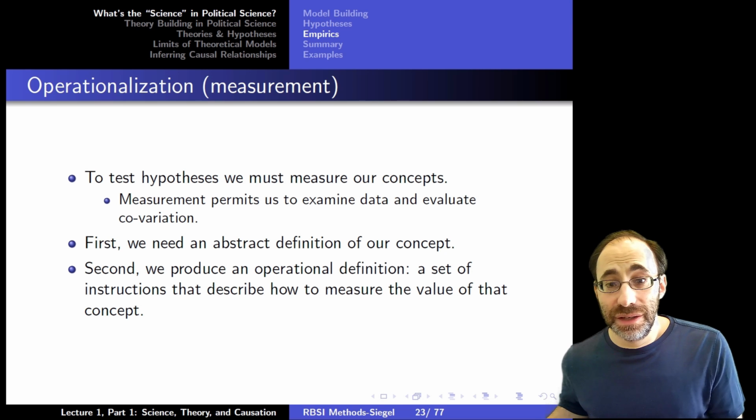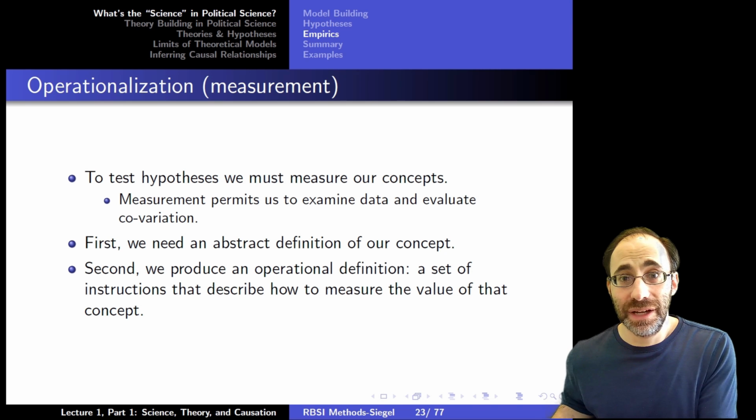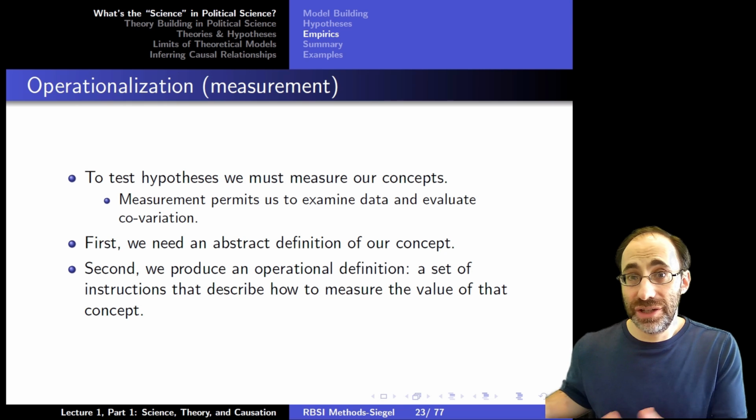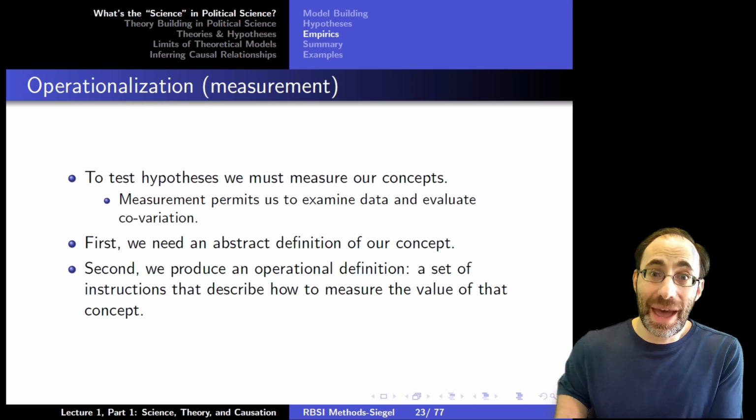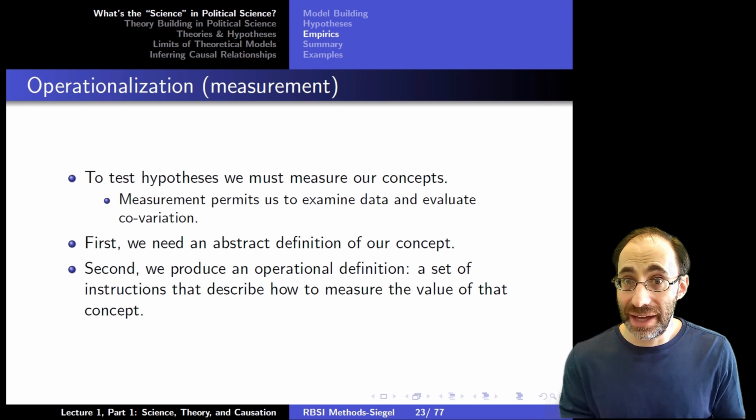Measurement, however, is necessary because that allows us to examine our data and evaluate covariation in our concepts and thereby test our hypotheses. To measure, to operationalize, we need to first come up with an abstract definition of our concept so we know what we're going for, what we're trying to get at.